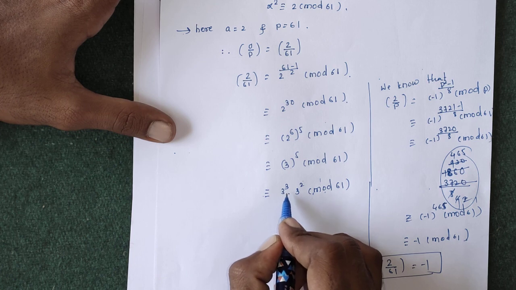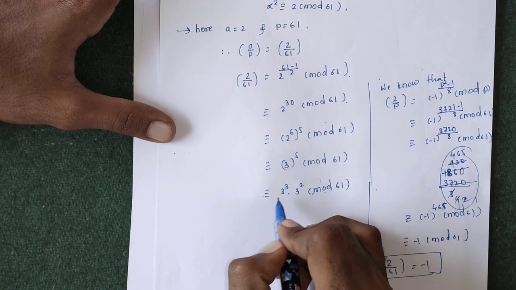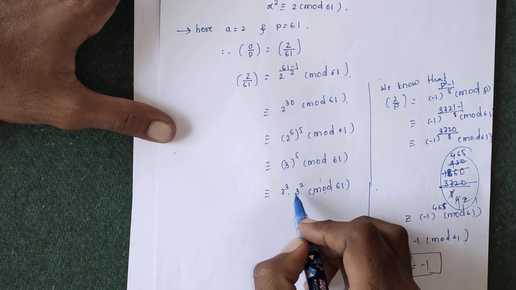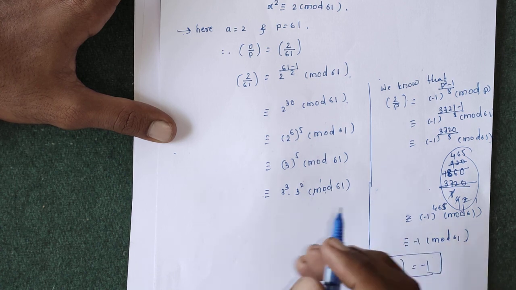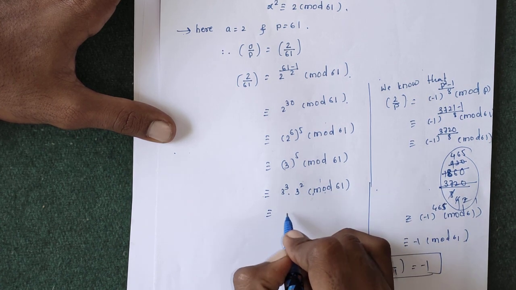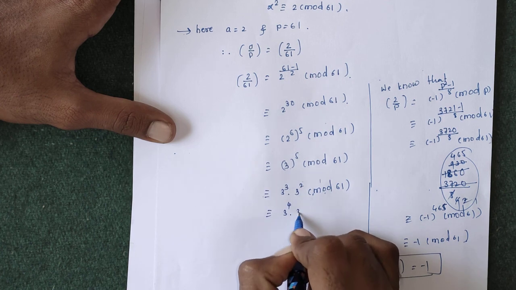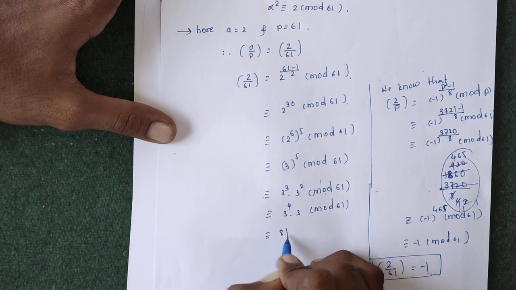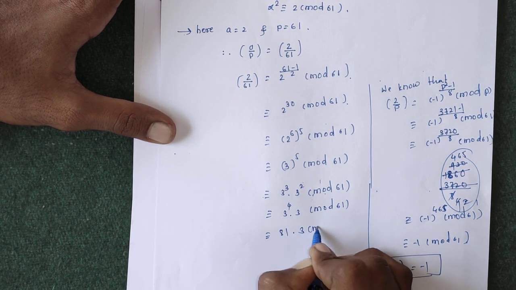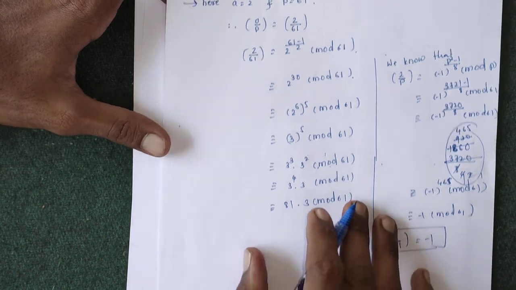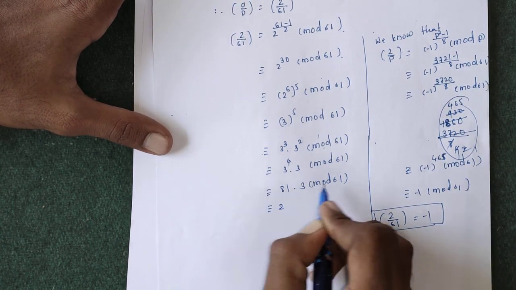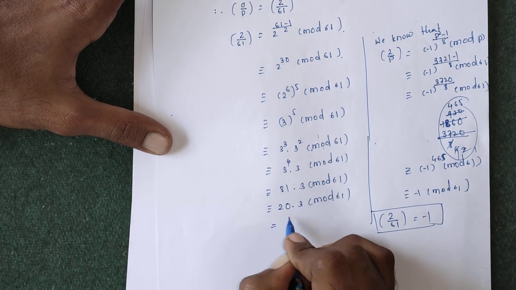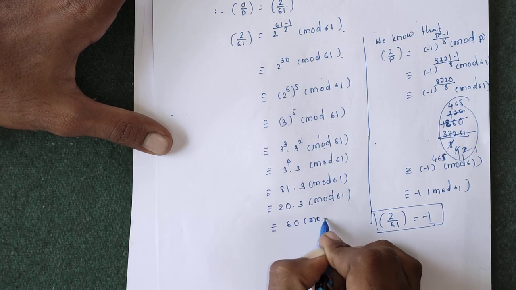So 3 cube is 27. 27 times 3 is 81, and 81 is congruent to 20 under modulo 61. Then 3 raised to 4 is congruent to 81, which is congruent to 20, and 20 into 3 is 60, and 60 is congruent to minus 1 under modulo 61.